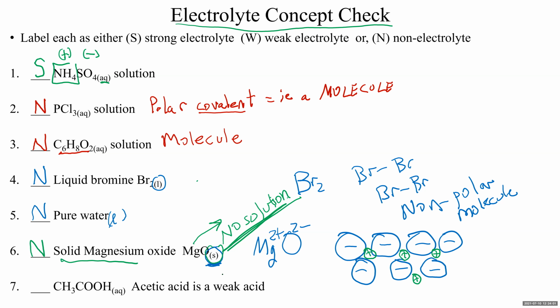Now, the last one here, acetic acid, I am telling you right now, is a weak acid, but I want you to remember that. Acetic acid is a weak acid. All weak acids are weak electrolytes. So this is definitely a weak electrolyte. It's the only example of a weak electrolyte.